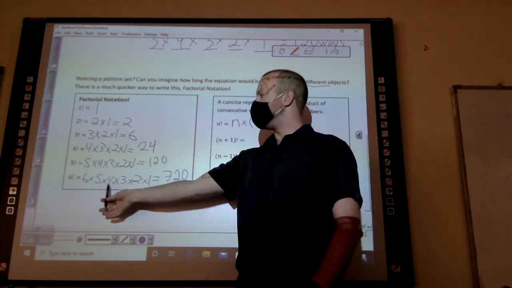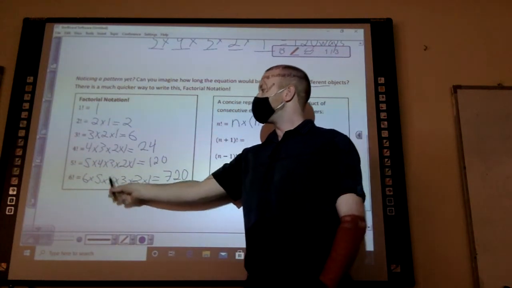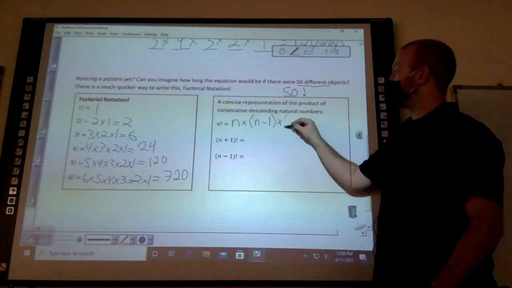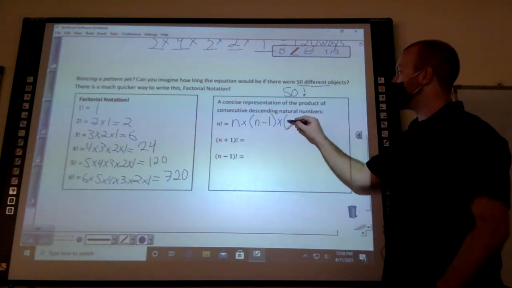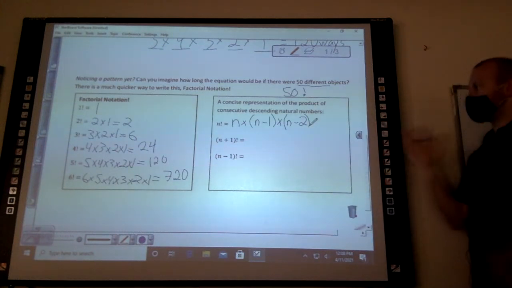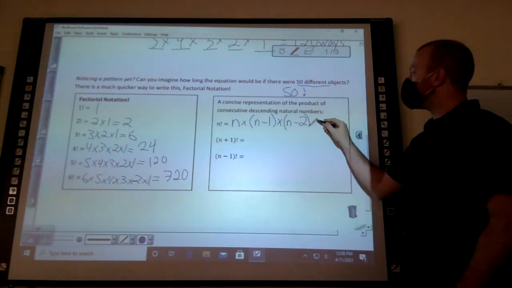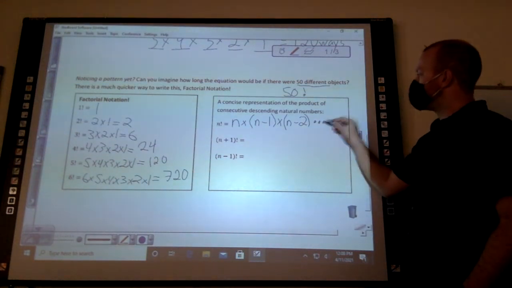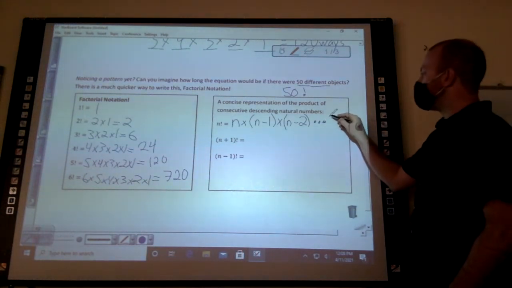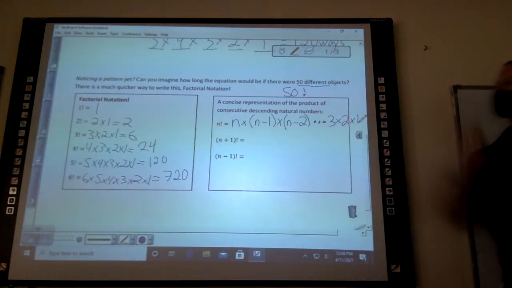How did I get the number 4 here? Yeah, so I took the one before it, subtracted 1. So if I take this one, I take n minus 1. If I subtract another 1, it gives me n minus 2. N minus 3, n minus 4, so on and so forth. Yeah, so we don't know how many numbers there are. So what we're going to do is put the 3 dots saying this keeps going until we get 3 times 2 times 1. Eventually, I need to stop at 1.